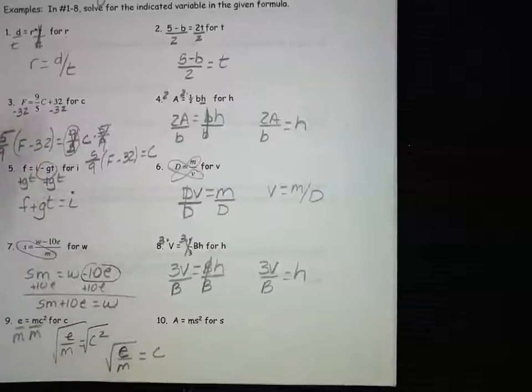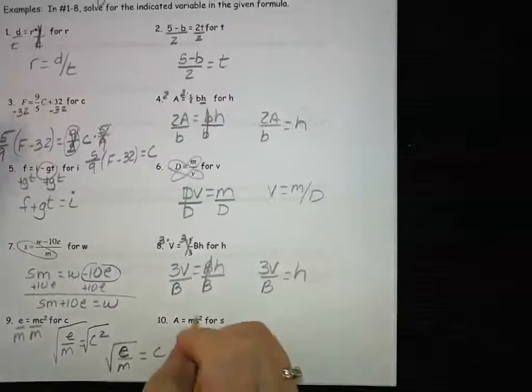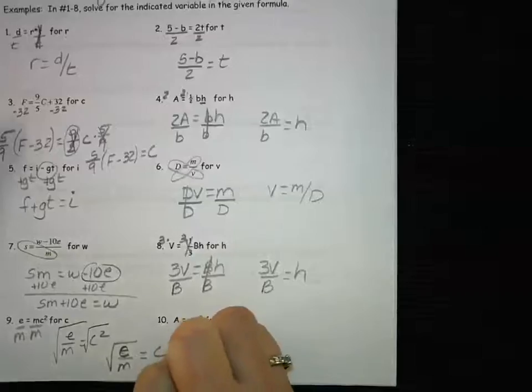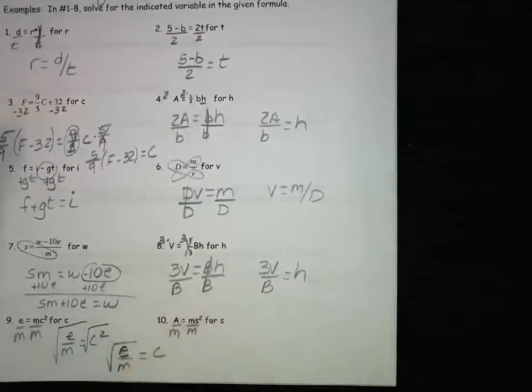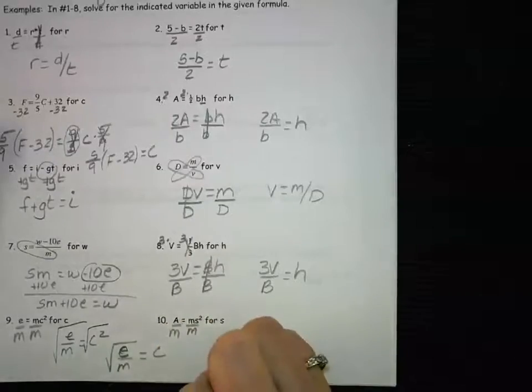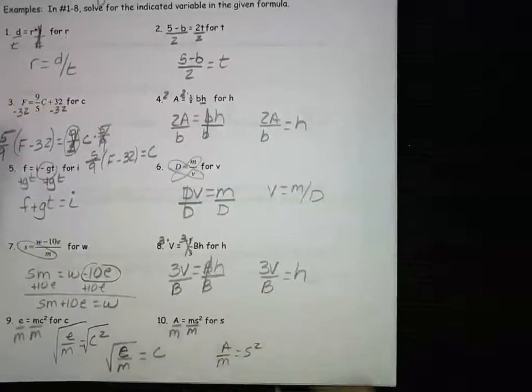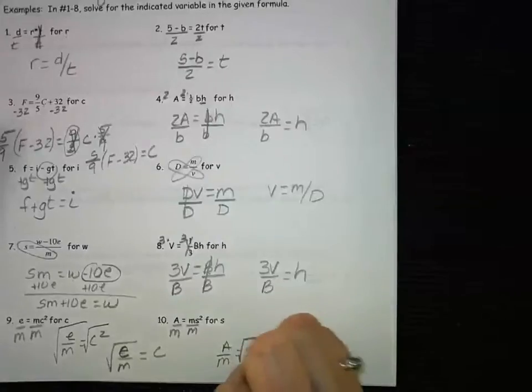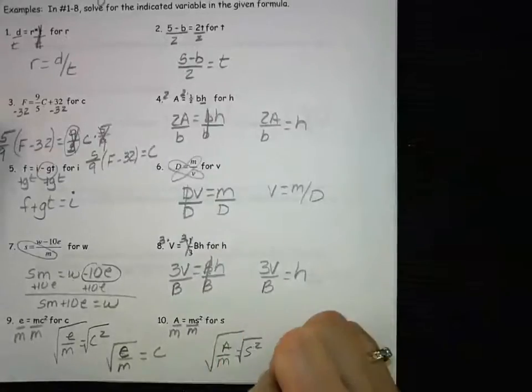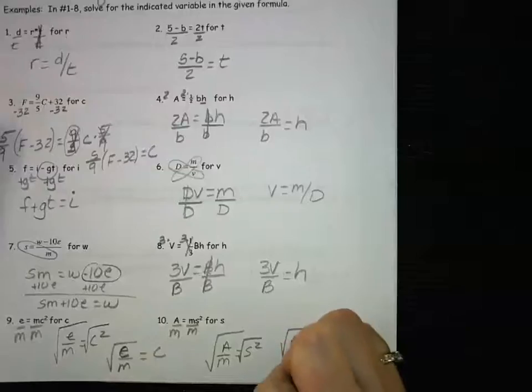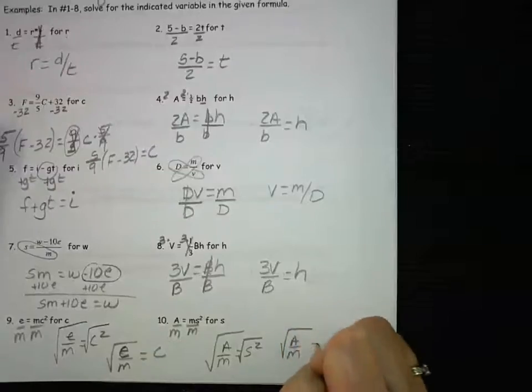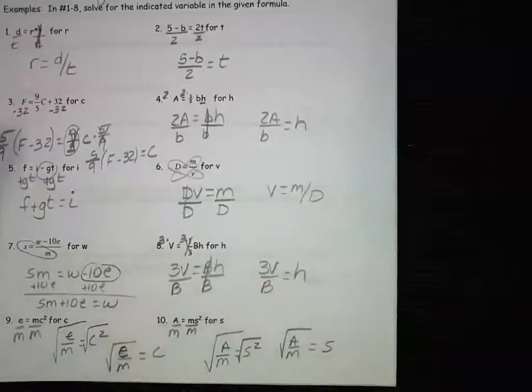Number 10, a equals ms squared. We're solving for s. First, we're going to divide both sides by m. So a over m equals s squared. And to get rid of the squared, you're going to take the square root of both sides, and you will have the square root of a over m equals s.